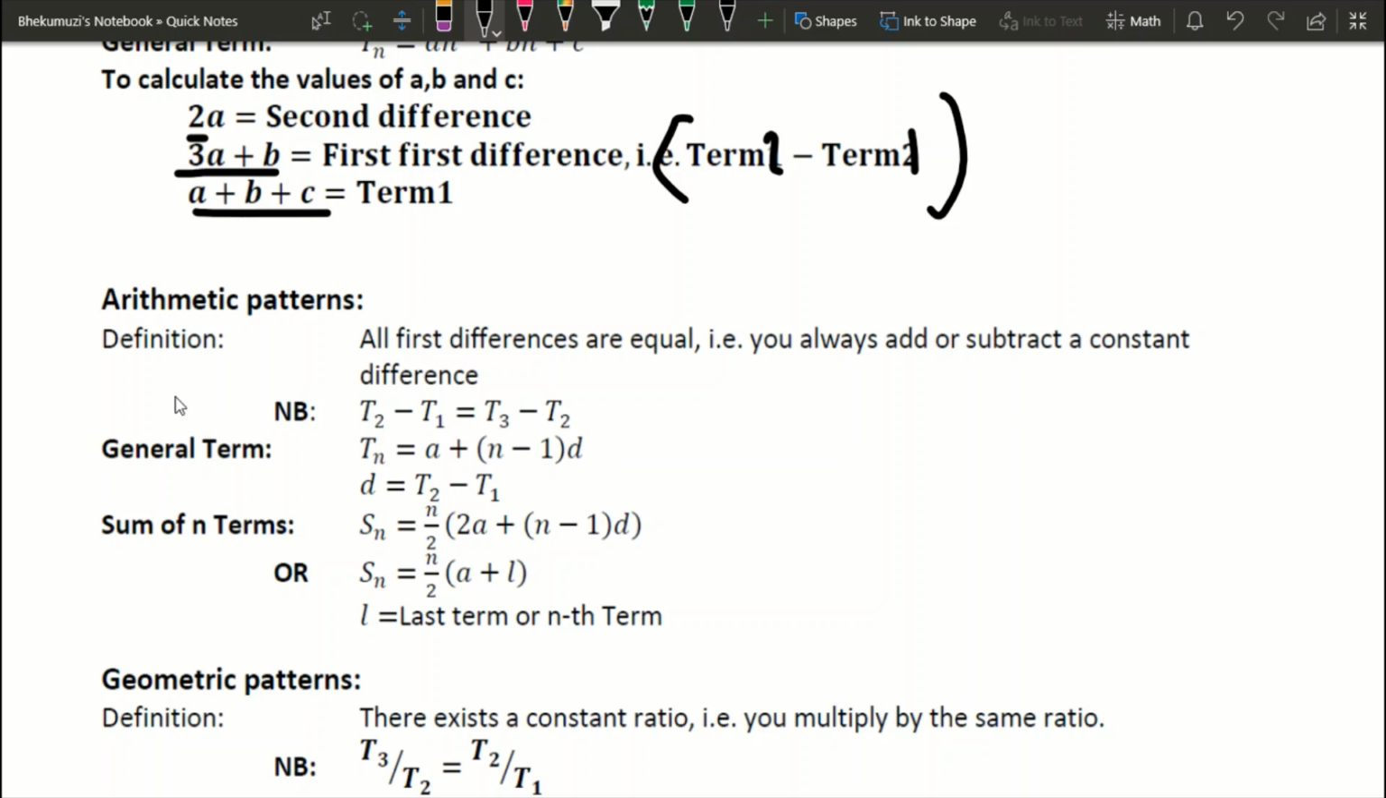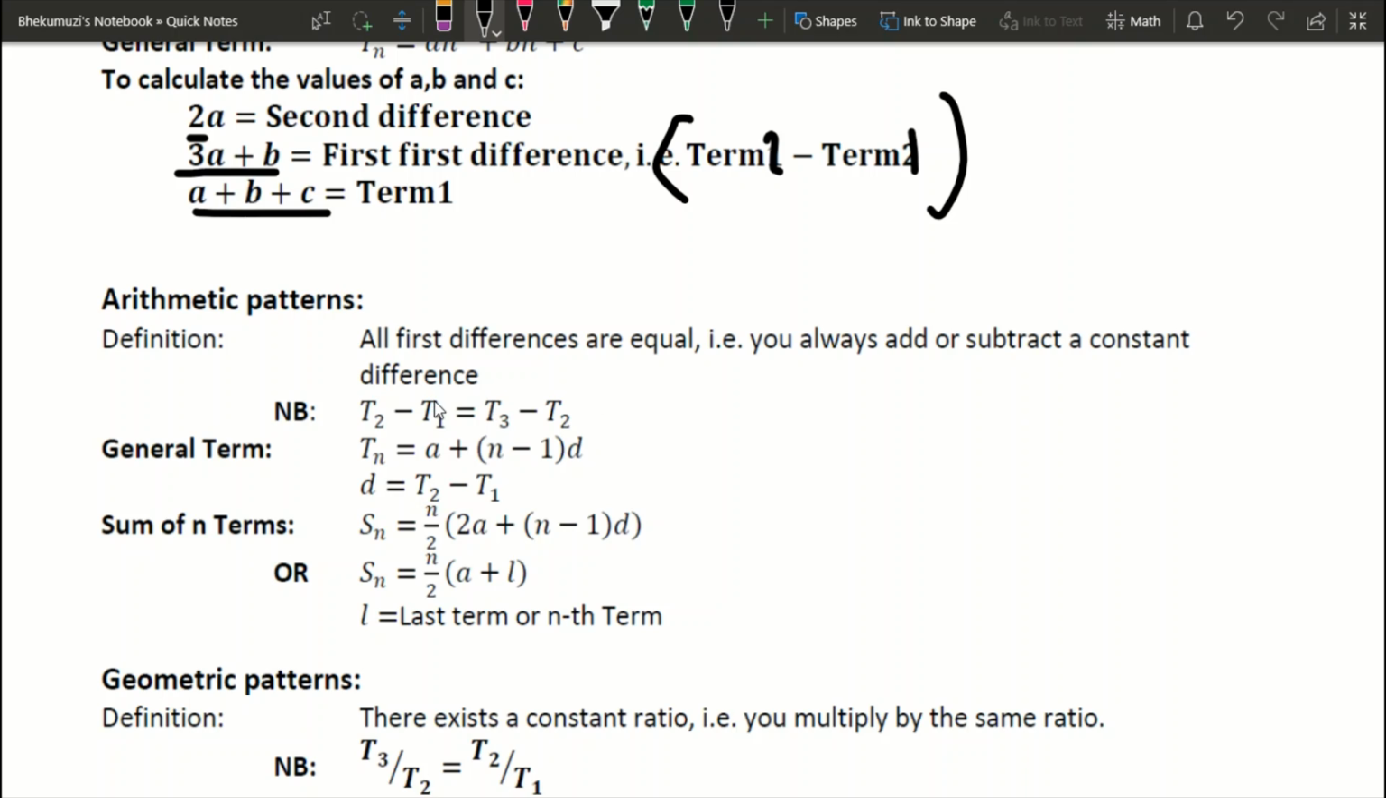Okay, and so the definition for this one is that all first differences are equal, right? Meaning that in actual fact, when we say the second term minus the first term, we can say that it is equal to the third term subtracted by the second term. And it goes on, you can also say the fourth term minus the third term is equal to this term here, and so on and so forth, right? So that is the first difference, right? And that's what it means.